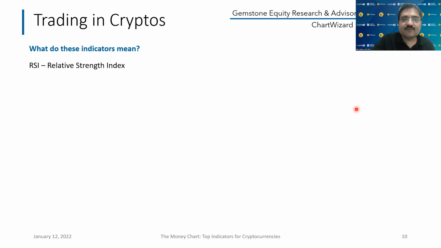RSI, that is Relative Strength Index. Before I move ahead, I would like to reiterate that we are talking about Relative Strength Index and not Relative Strength. RSI and not RS. RS is entirely different. When we talk about relative strength, it is something which is used in comparing two instruments, whereas RSI measures the internal strength of the instrument on which it is plotted. So we are not talking about RS, we are talking about RSI.